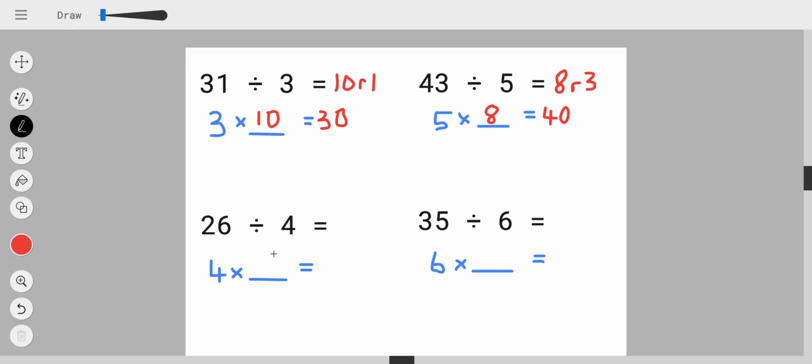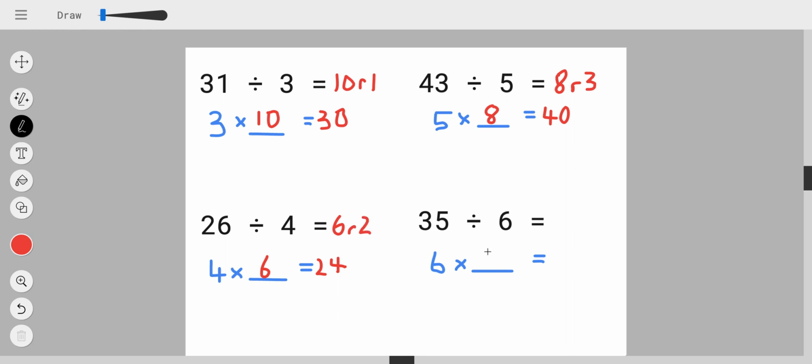All right, bottom left, 26 divided by 4. I'm going to turn it into multiplication. 4 times what gives me an answer close to 26? Well, I know that 4 times 5 is 20, but that's not close enough. So I'm going to go 4 times 6 is 24. Okay, yep, that's the one I'm after. So I know that the answer must be 6, and 26 is 2 more than 24. So that must be what's left over, the remainder.